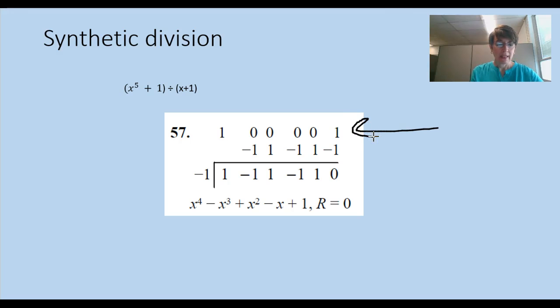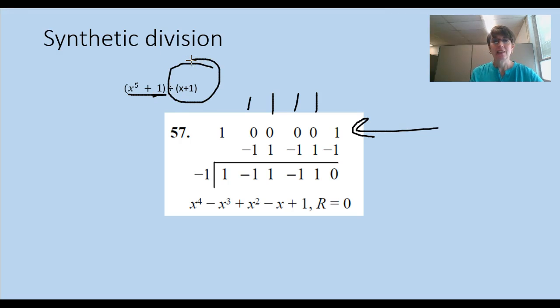Okay, right there. It comes from this polynomial. I have a 1 as a coefficient for my x to the 5th, but I do not have the terms x to the 4th, x to the 3rd, x squared, or x. That's why I have zeros. They're placeholders. And then that last one comes from that one over there. So that is what I am dividing. What am I dividing it by? I'm dividing it by this.